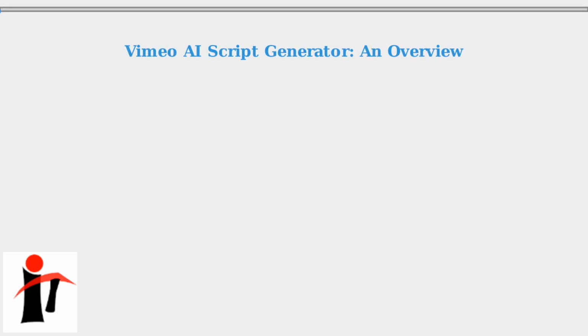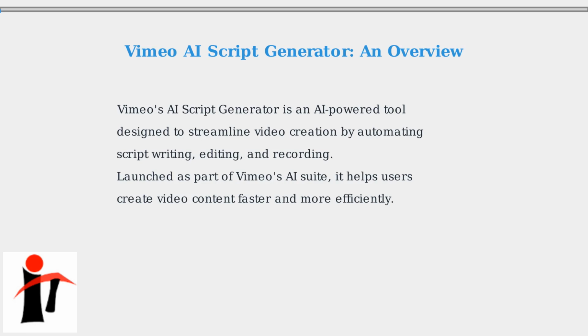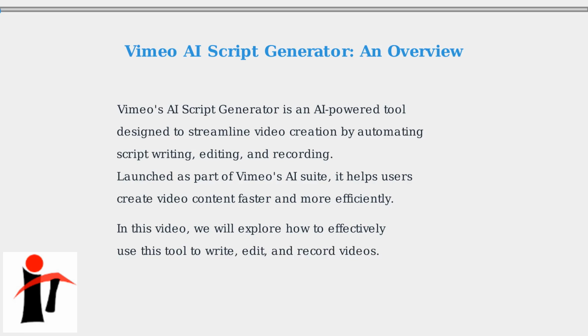Vimeo's AI Script Generator is an AI-powered tool designed to streamline video creation by automating script writing, editing, and recording. Launched as part of Vimeo's AI suite, it helps users create video content faster and more efficiently. In this video, we will explore how to effectively use this tool to write, edit, and record videos.